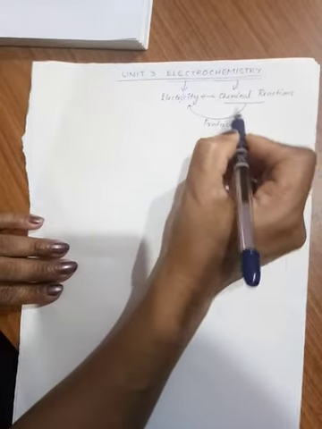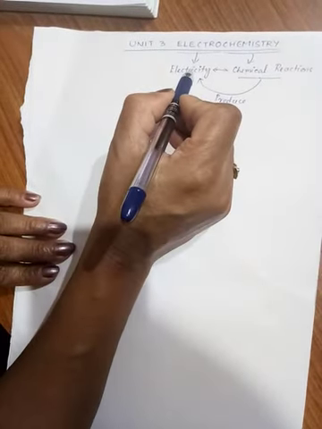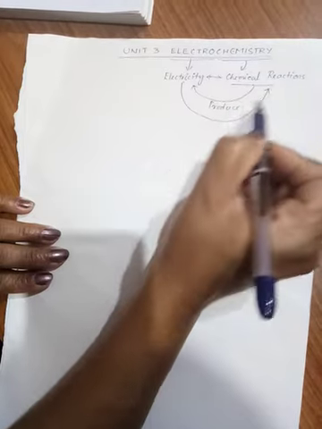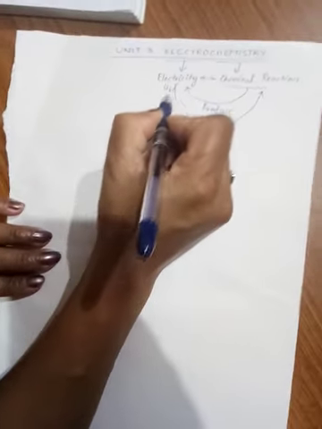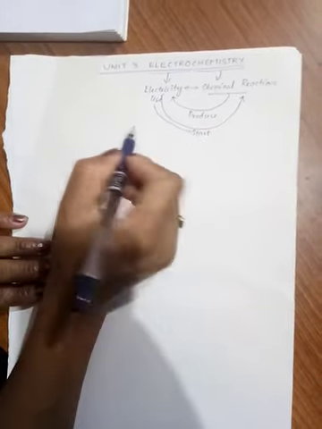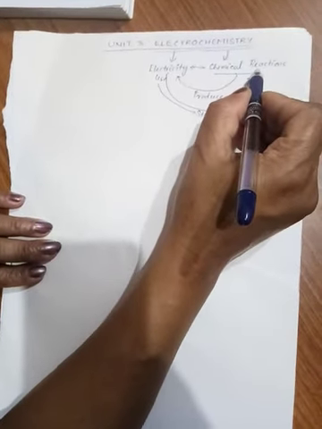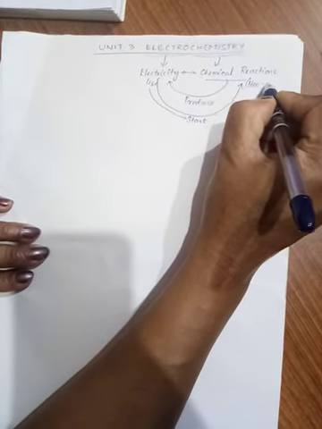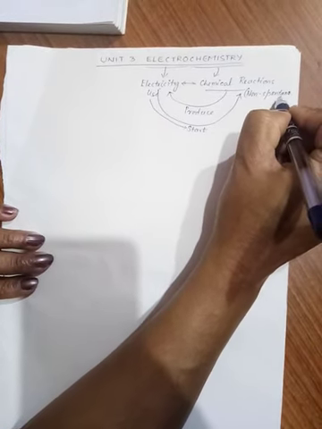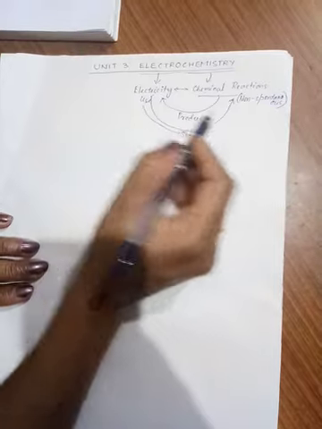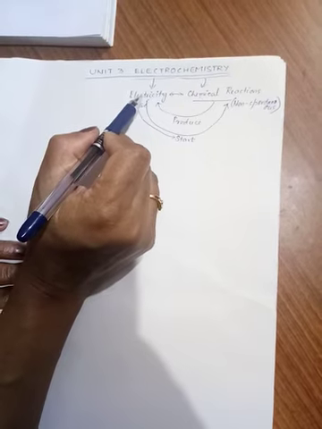I'm repeating again, we can use chemical reactions to produce electricity, or we can use electricity to start chemical reactions. Either way it works. So which type of chemical reactions can we start? Those chemical reactions which are non-spontaneous. Non-spontaneous means which do not occur on their own. They require an external agency to start the reaction. The external agency in this case is going to be electricity.